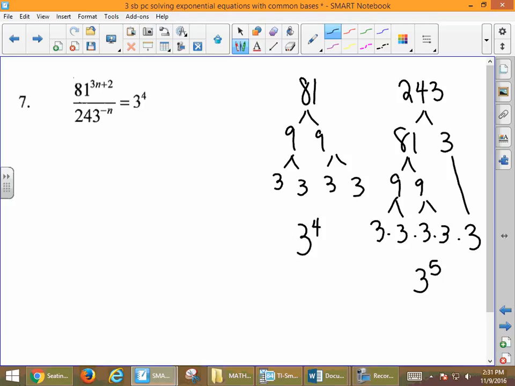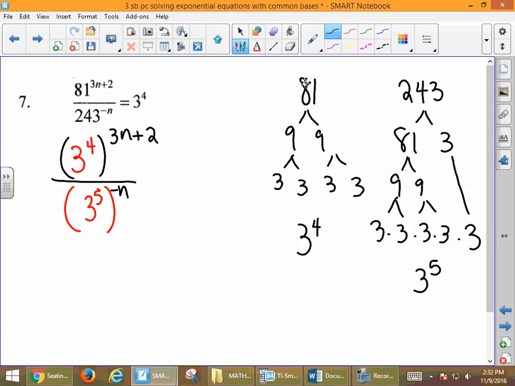So if we put those values back into our equation over here, what we've got is 3 to the 4th for 81, and that's raised to the 3n plus 2. And 243, we just said, is 3 to the 5th, but it has an exponent of negative n. And then luckily over here on the right side of the equation, we have 3 to the 4th.